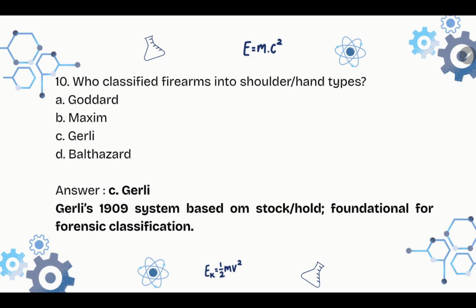Last question. Who classified firearms into shoulder-fired and handheld types? The correct answer is option C, Gurley. Gurley's 1909 classification was based on the method of holding or supporting the firearm and is fundamental in forensic classification.